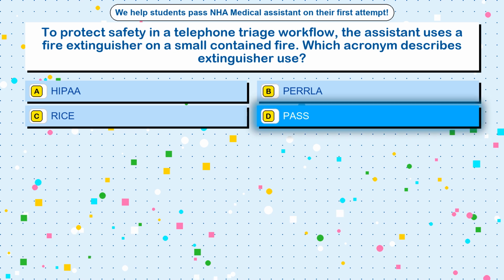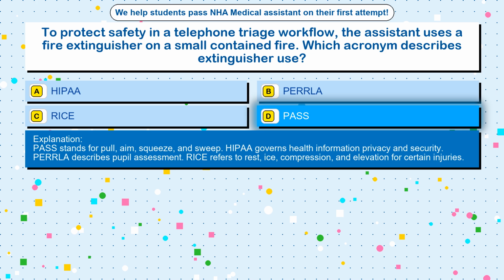The correct answer is option D, PASS. PASS stands for pull, aim, squeeze, and sweep. HIPAA governs health information privacy and security. PERLA describes pupil assessment. RICE refers to rest, ice, compression, and elevation for certain injuries.